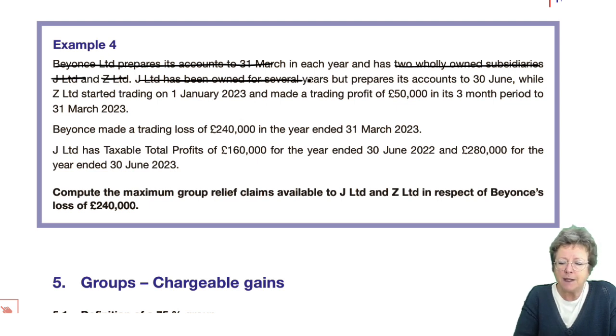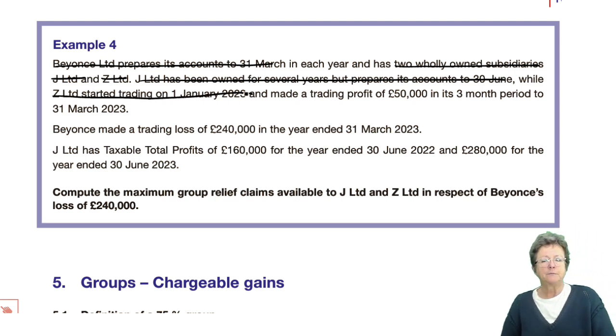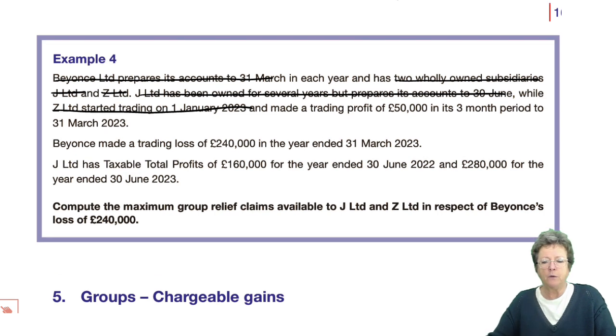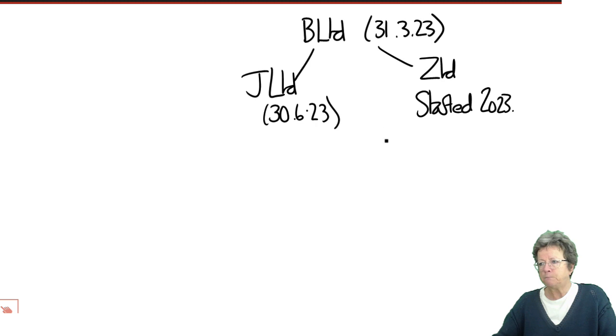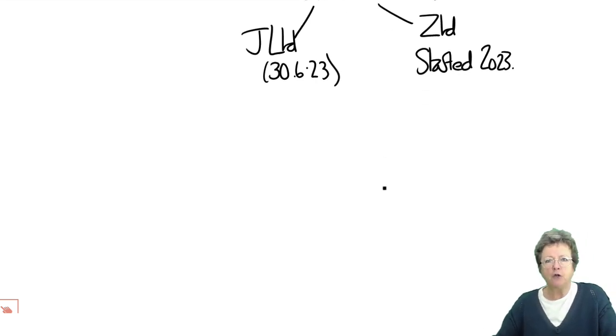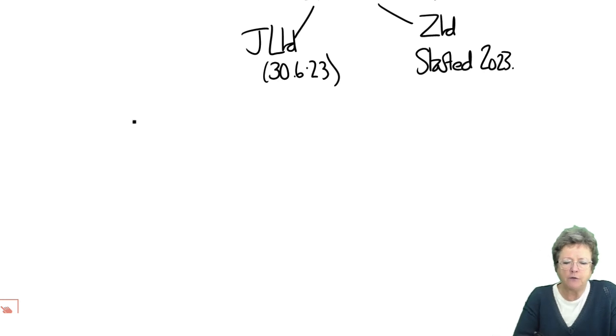J prepares its accounts to that date. Z started to trade on the 1st. We've already transferred that information into that drawing. That's important. Draw out your structure, put the information out. Now, what we have here is known as non-coterminous year ends. So let's have a look at this.